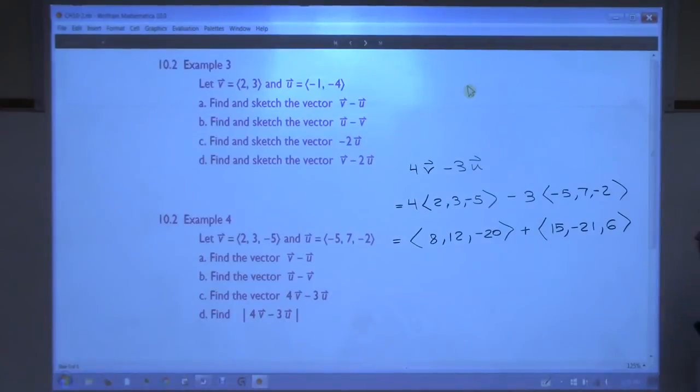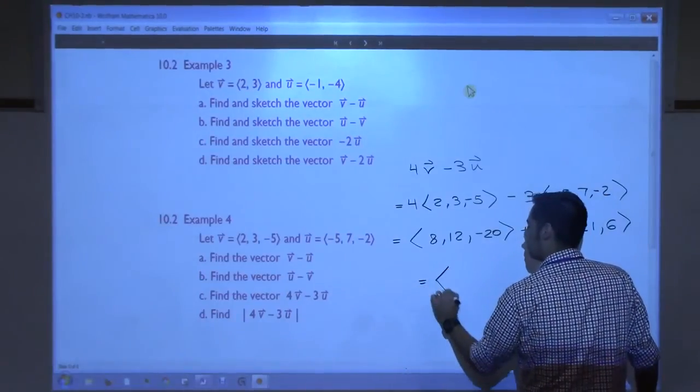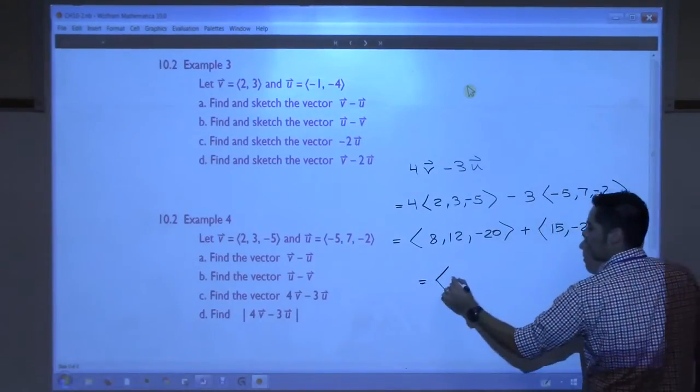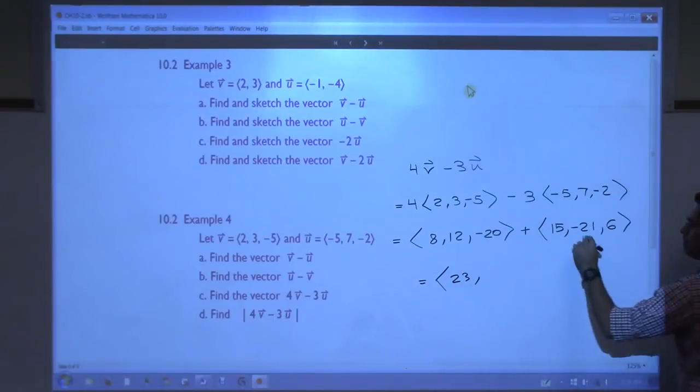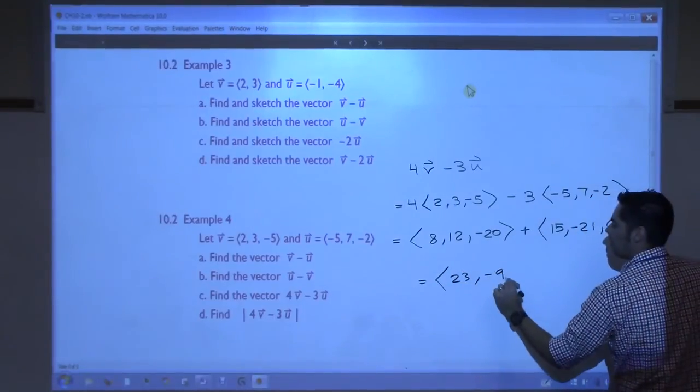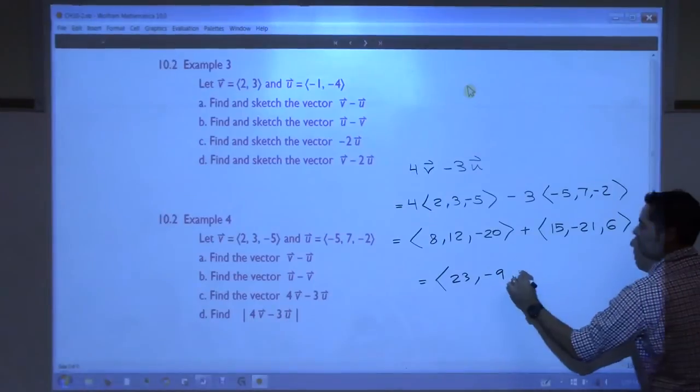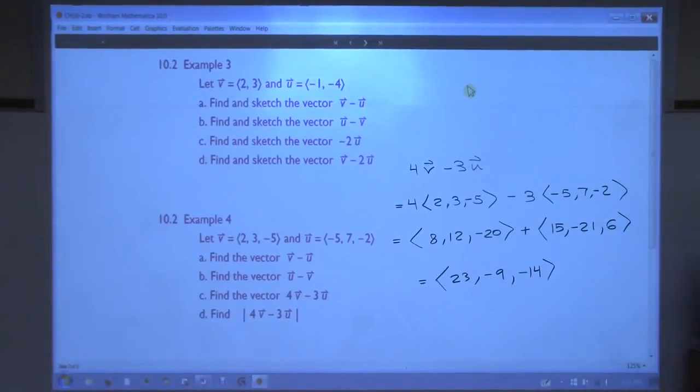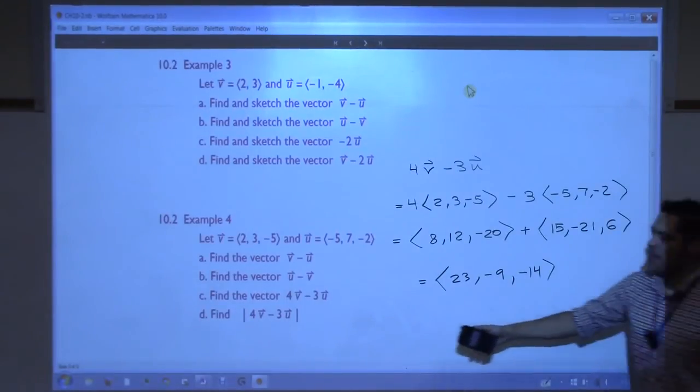Add together, we get the vector 23, -9, and -14. And now I grab my calculator, which I only have my phone today. So that's the answer to part C, right? That's the vector 4v minus 3u. Now I need its magnitude.